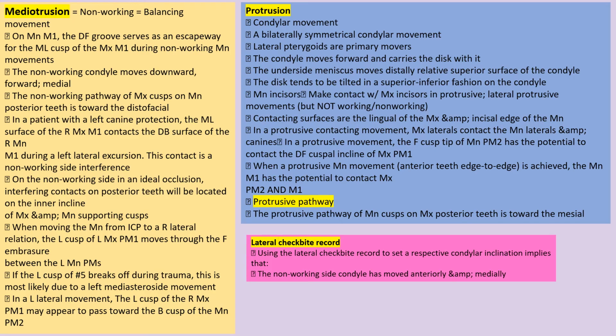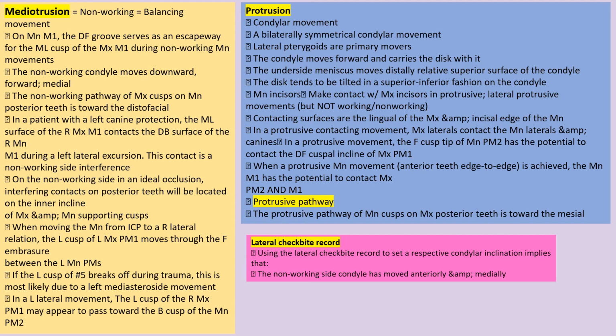So what will be the cusp relationship, the occlusal relationship, in the mediotrusive contact? Like on the mandibular first molar, the distofacial groove serves as an escape way for the mesiolingual cusp of the maxillary first molar during non-working mandibular movement. The non-working condyle moves downward and forward. The non-working pathway of the maxillary cusp on the mandibular posterior teeth is always towards the distofacial.